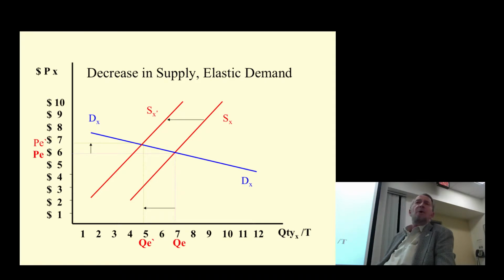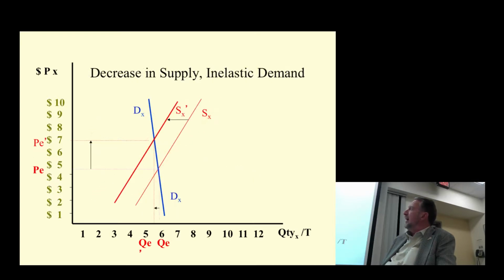You do the same thing with changes in supply. Draw an elastic demand curve. Buyers are very responsive when there's a change in price. And so supply decreases and we get a small increase in price, but a large decrease in quantity. And again, it's because buyers respond a lot to changes in the supply.